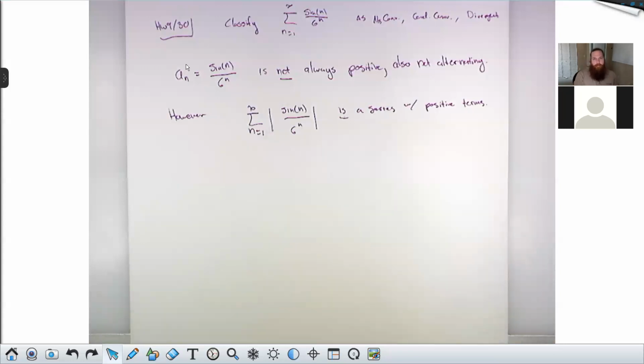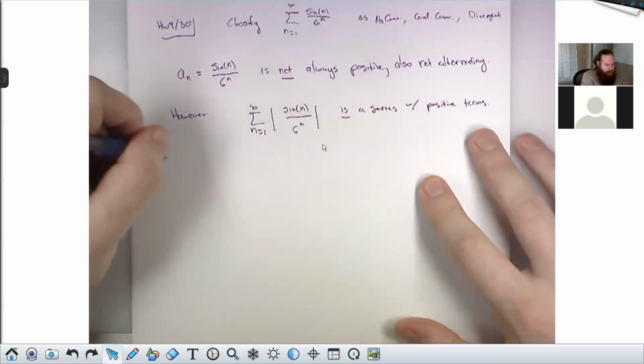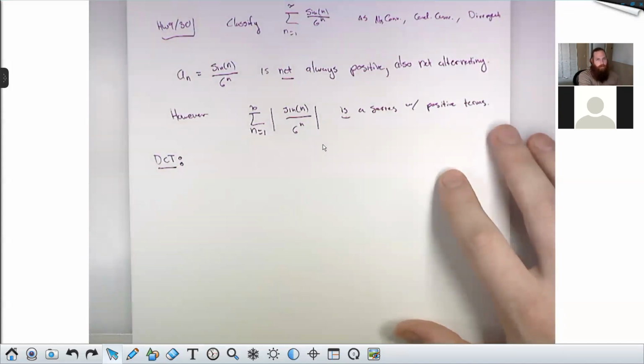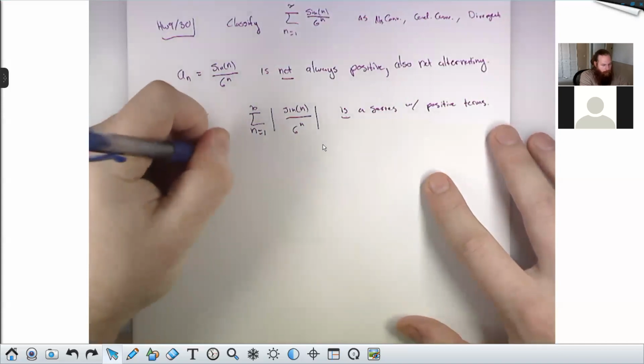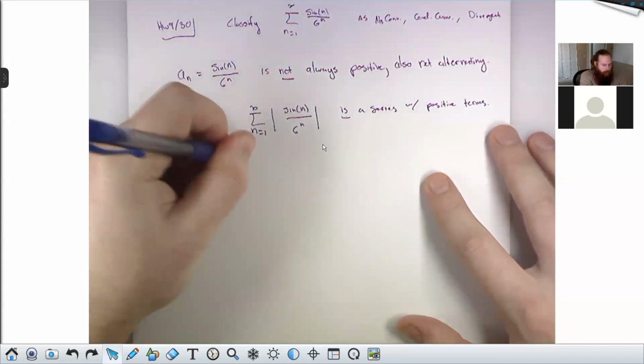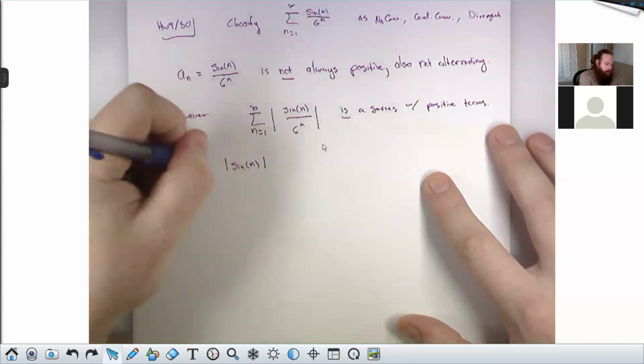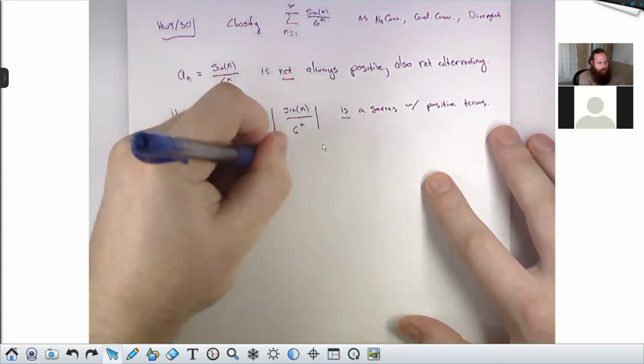So what I'm showing here, I definitely believe to be the best approach. The best approach is, because these aren't all positive and not alternating, replace the inside with its absolute value. If this series converges, then the original series converges absolutely. And that would solve the problem. And the convergence of this series is actually pretty easy to get using a direct comparison. So here, I would begin with the fact that the absolute value of the sine of n is always greater than or equal to 0 and less than or equal to 1.